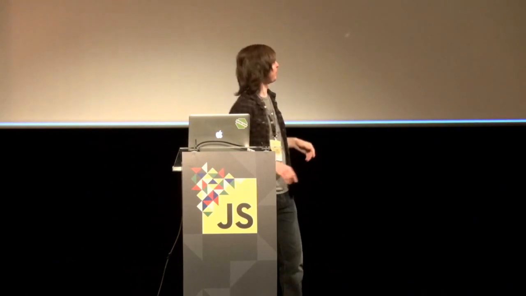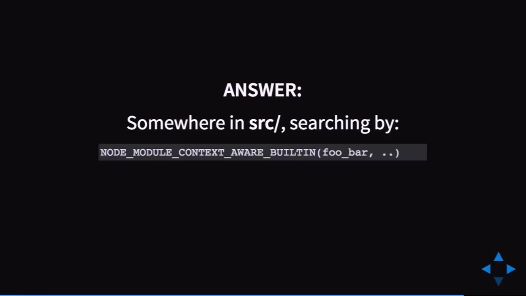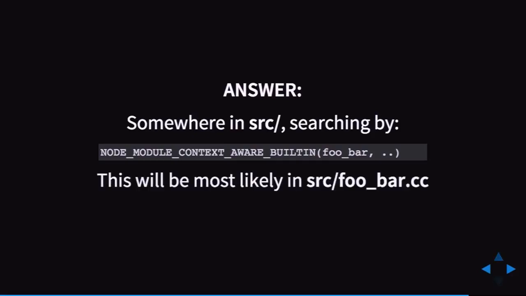Okay, you don't have a microphone anyway, so I will answer the question myself. You will try to search somewhere in the src folder, because this is the folder where all the C++ stuff of Node.js lives. And you will most likely want to search for the node module context availability things that we were talking about, because it's the way the binding tells about itself to the JavaScript. And most likely this file will be named src/foo_bar.cc or something like this. So it will most likely have a similar name to the binding name.